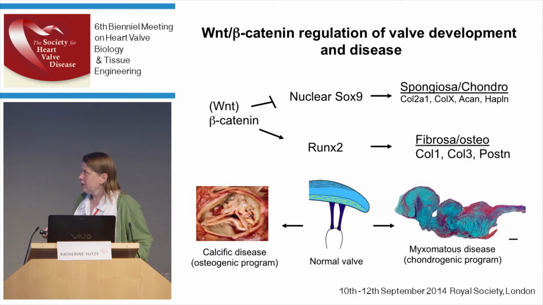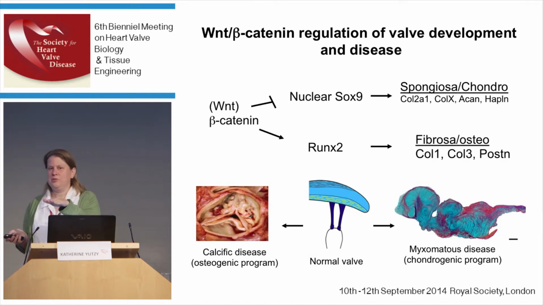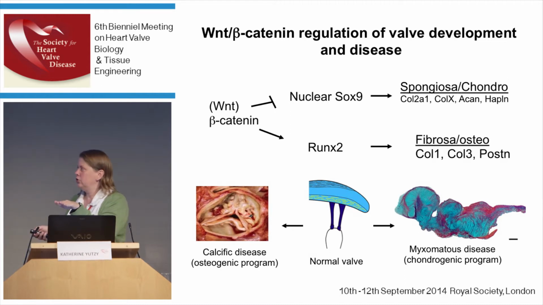And so it could be that the normal valve is sitting at a sort of Goldilocks point, just right, where too much Wnt signaling can drive the valve to calcify, whereas too little can drive it to be myxomatous, and that may be involved in the pathogenesis of both calcific disease and myxomatous disease.